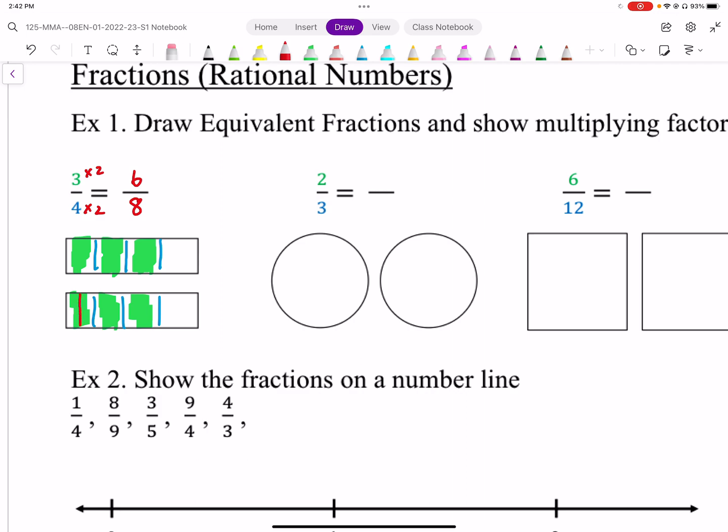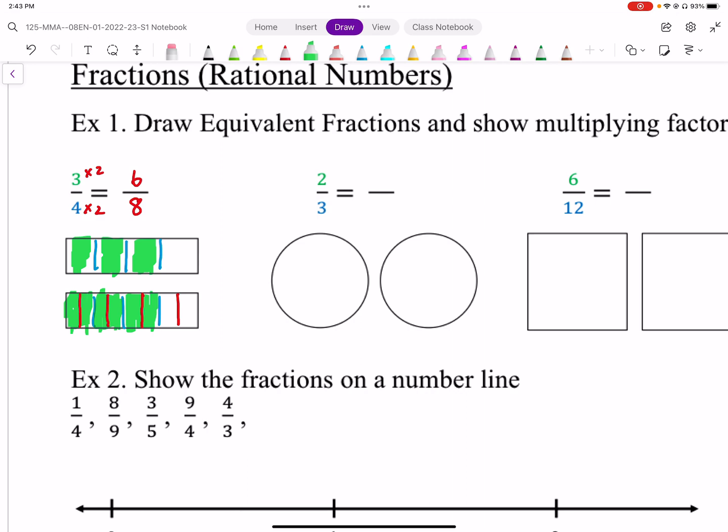I can show that by dividing all the parts, the numerator, by 2 to give my 6 parts here. And then dividing all the parts to get the 8 parts that make up the whole. So there's my 8 parts that make up the whole. I have 1, 2, 3, 4, 5, 6 parts. There's my numerator 6.